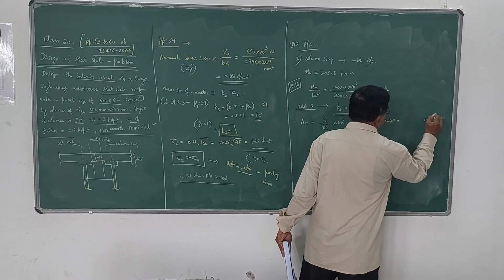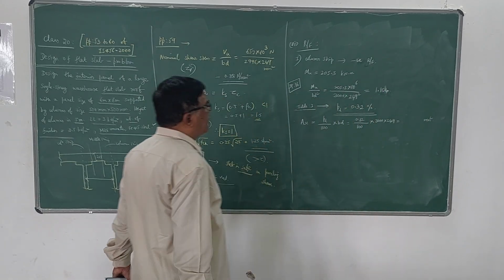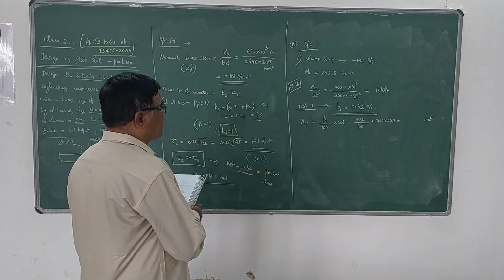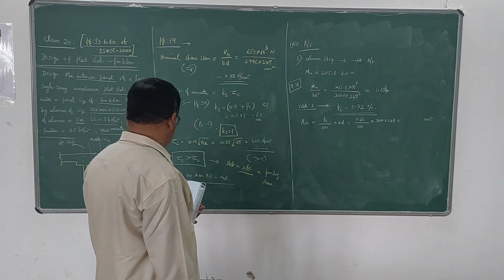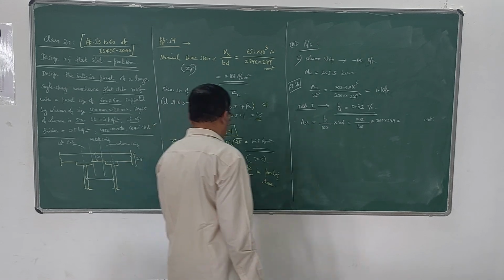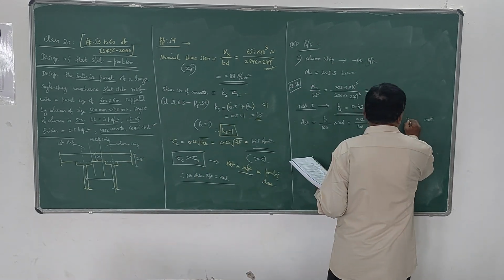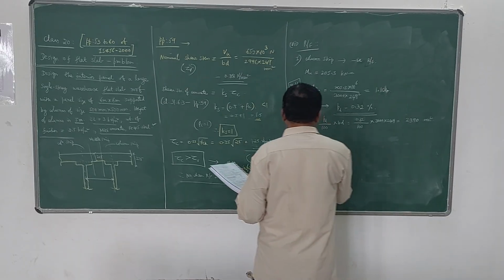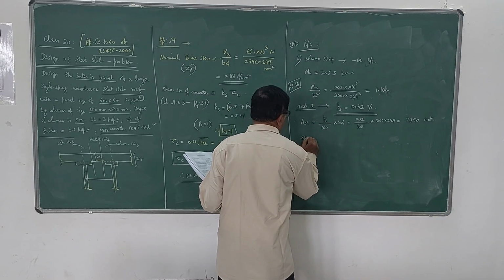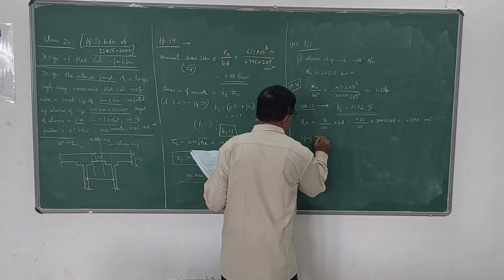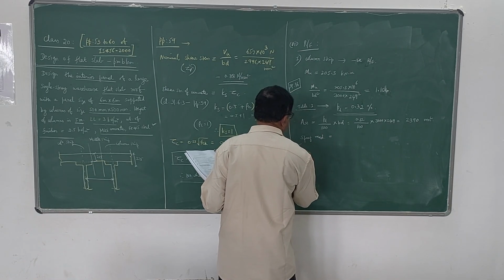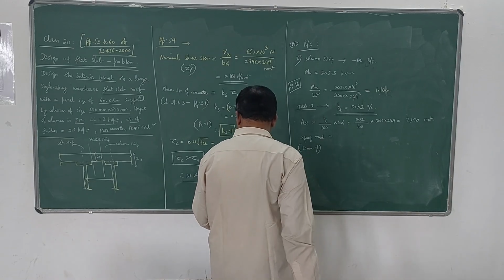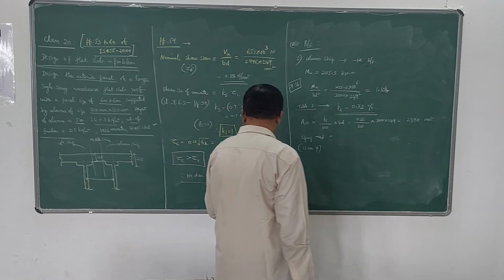This is the AST required for the 3 meter length of this strip. What is the value? 2390.4, okay, 2390. Now the spacing required. We are providing 12 mm dia bars, so the spacing required will be worked out.